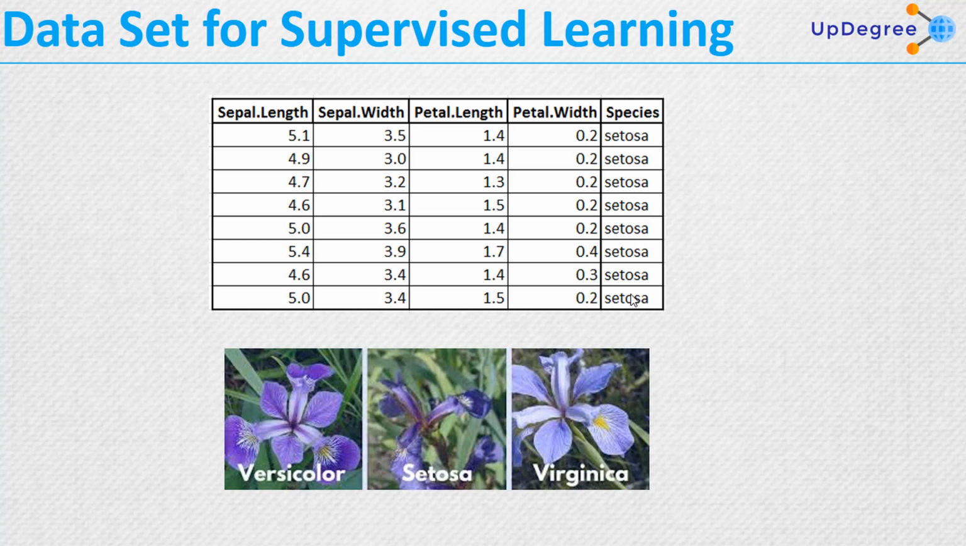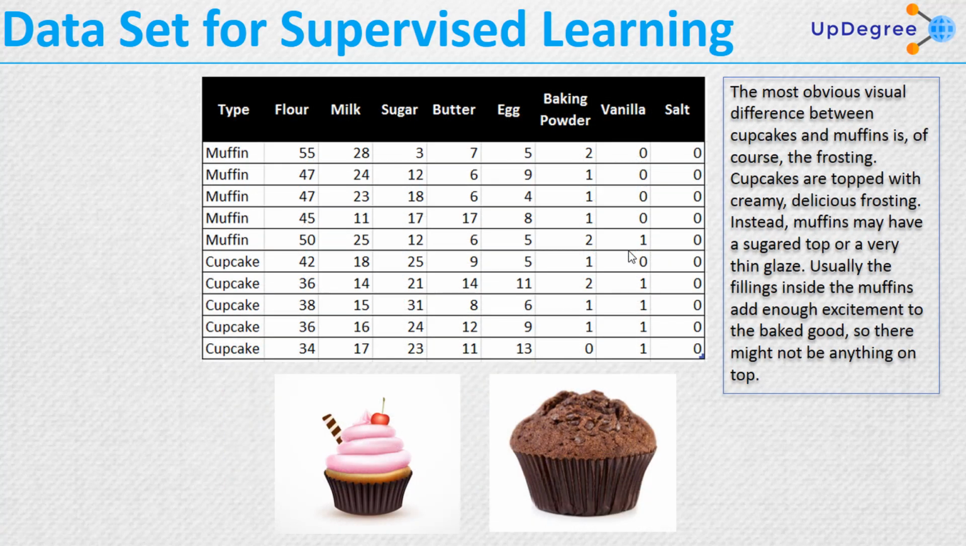So whenever a new set of sepal length, sepal width, petal length, and petal width is given to the model, it can predict the category of the flower in the Iris dataset. So that is the forecasting my model is supposed to make. Now let us look at another classical example, the muffin and cupcake.